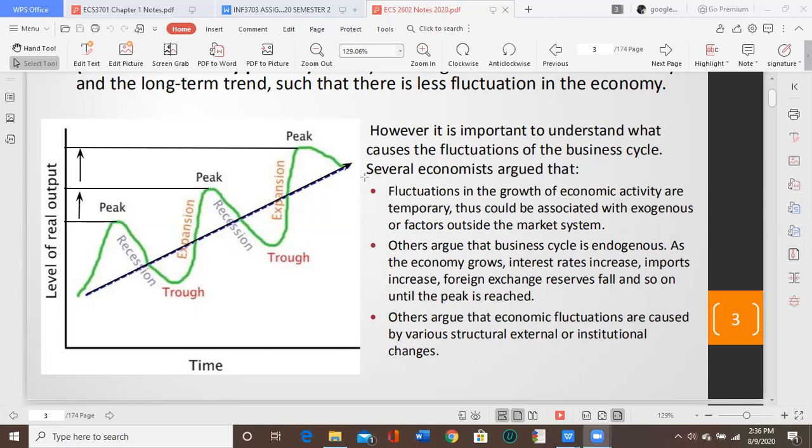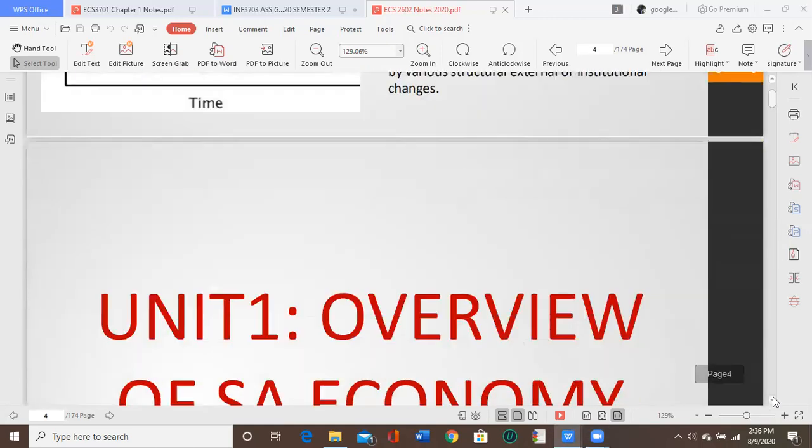I can delete those right now. Okay, so this is what a business cycle is.